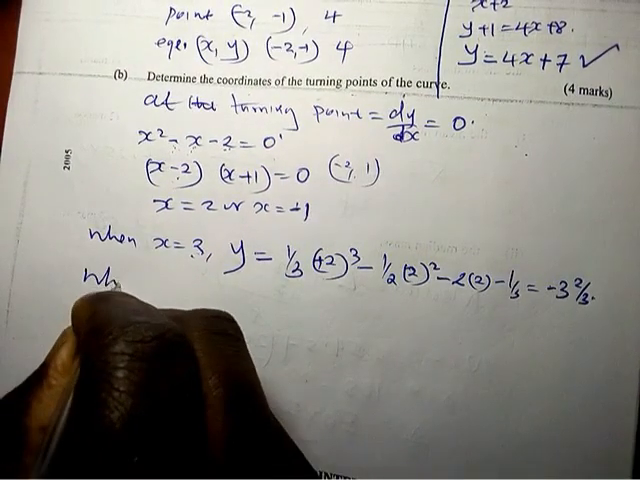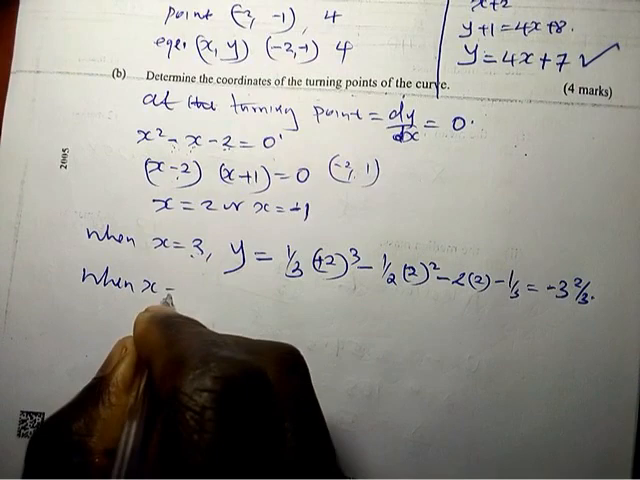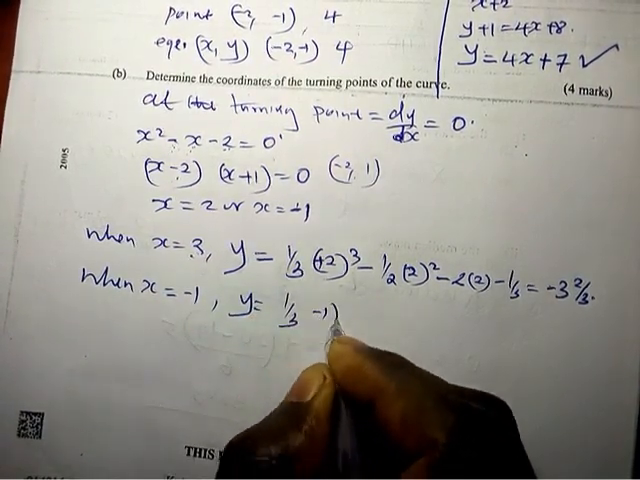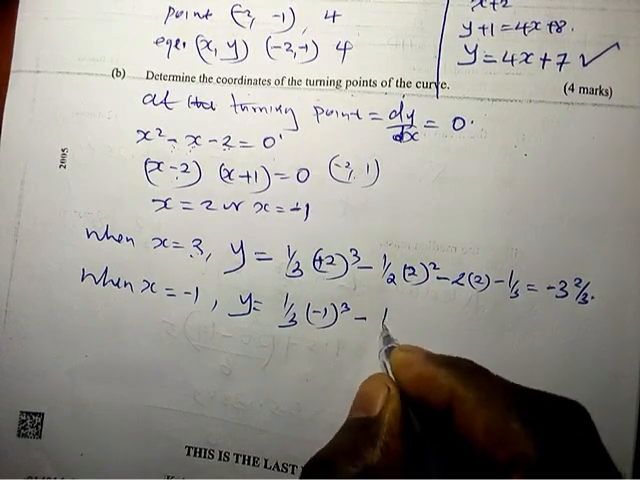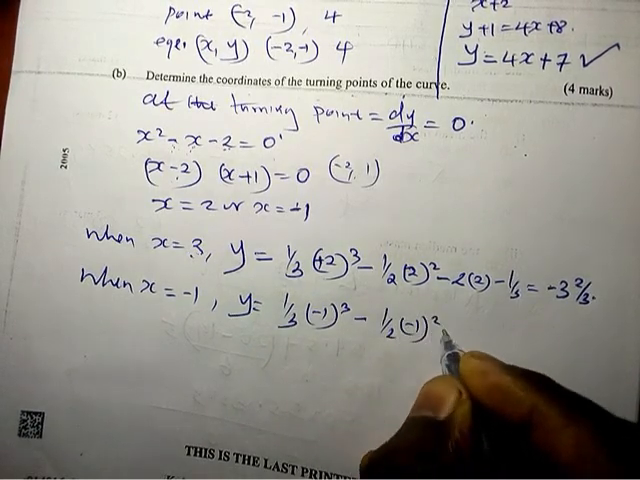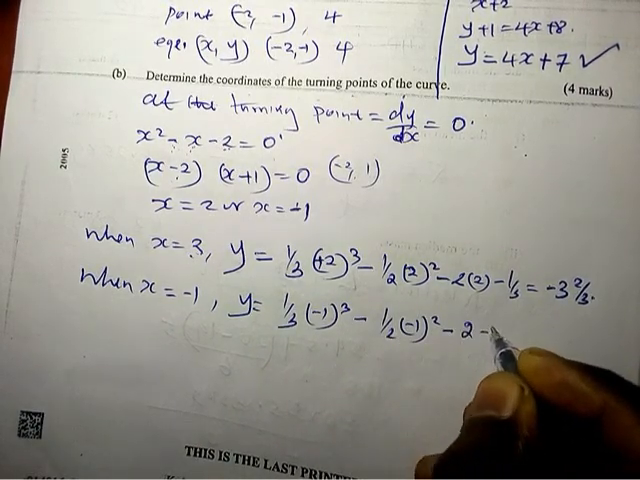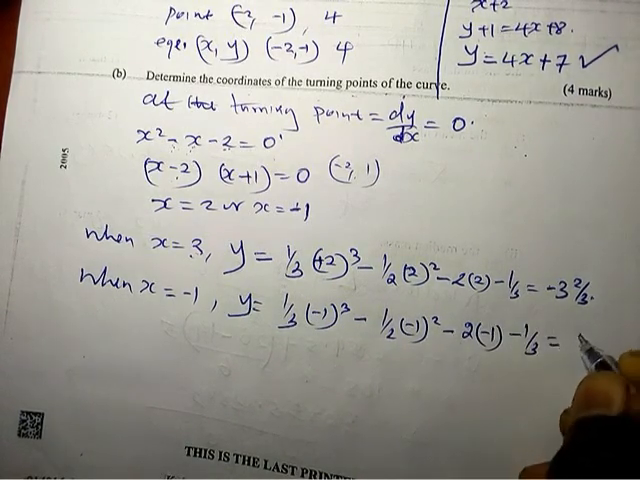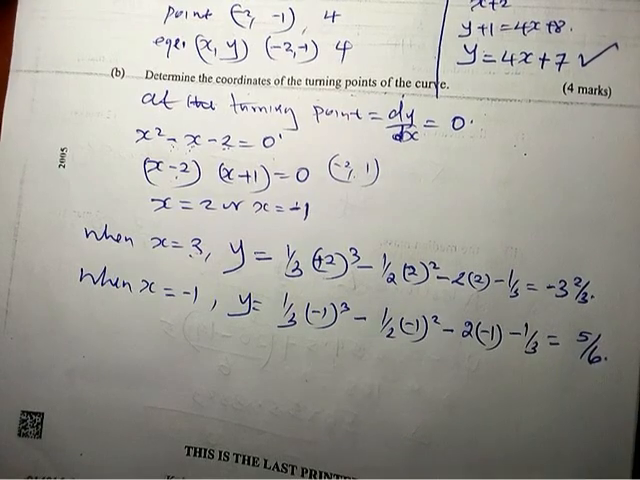When x is negative 1, then y will be 1 over 3 times negative 1 cubed, minus a half times negative 1 squared, minus 2 times negative 1, minus a third, and the answer is going to be 5 over 6.